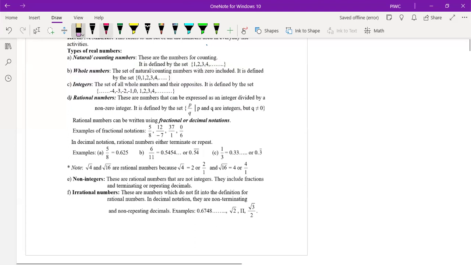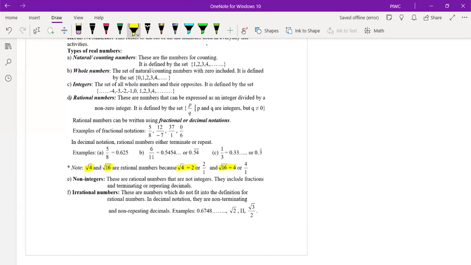What is the square root of 4? It gives us 2, right? 2 times 2 is 4. So the square root of 4 is 2. Now the square root of 16 is also 4.